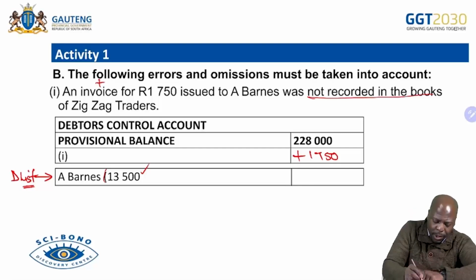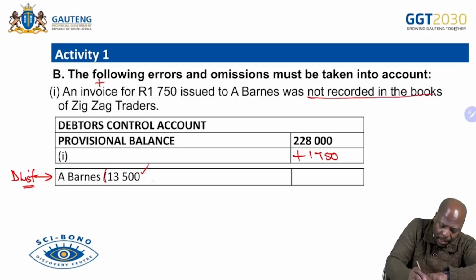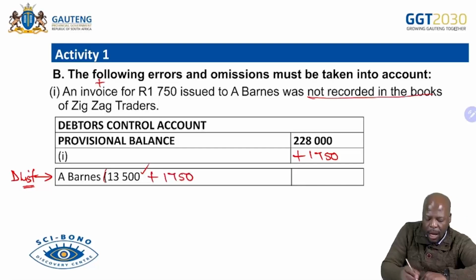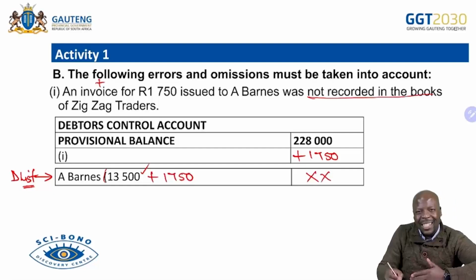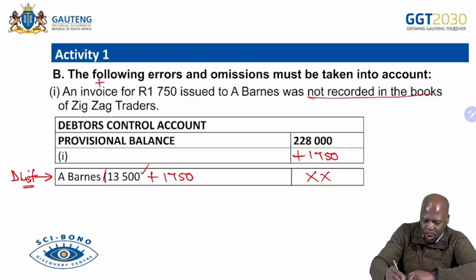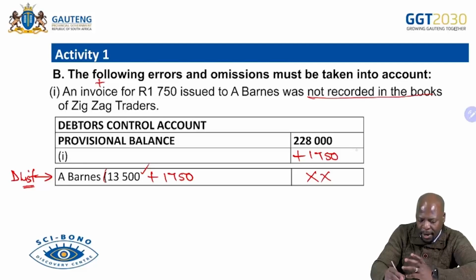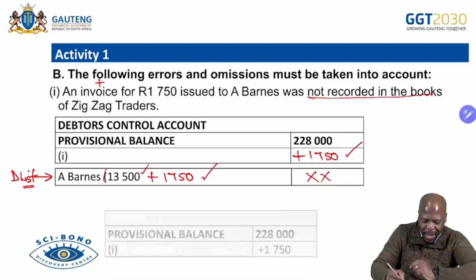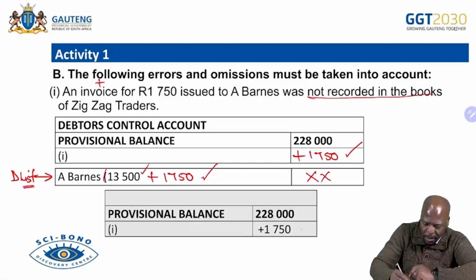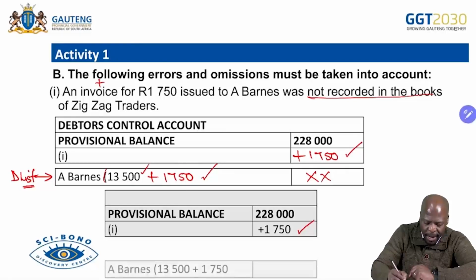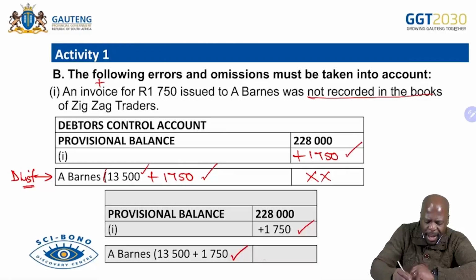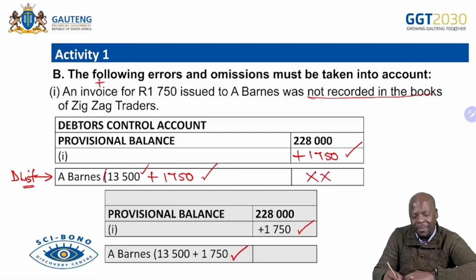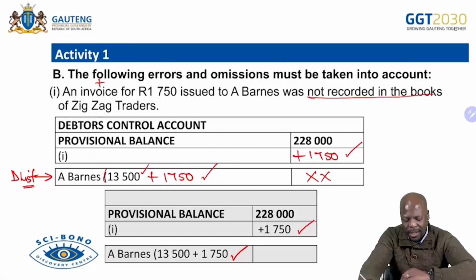Definitely you're correct. It is a plus. So I'm coming to A Barnes. I'm now going to say plus 1,750. I'm not going to put anything here because I'm not done with my question. But so far, this is what you're having. When an invoice issued to A Barnes was not recorded in the books, I have to come to my control and I have to come to my list and I'm adding those two figures. Okay, here is how it will appear then. Here is my plus 1,750 and here is 1,750 added to A Barnes. Okay, let's go on to the next adjustment.